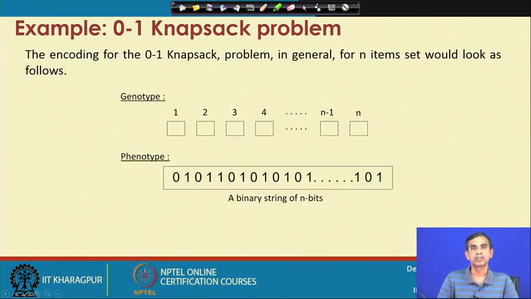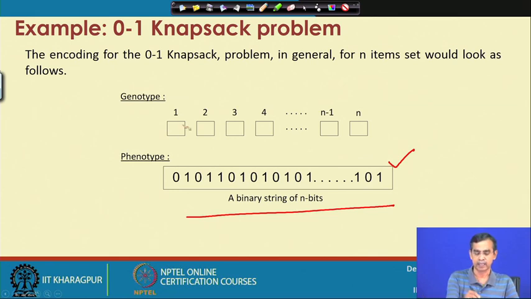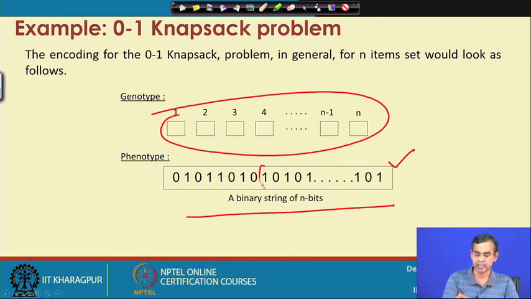Now, the encoding scheme for the 0-1 knapsack problem in general for n items has a chromosome length of n. So, it is a binary string of n bits, and this is the structure. This is a particular instance, that means a particular individual or a solution, and this solution is called the phenotype, and this is the genotype. This means that any ith bit represents the ith parameter. So, there are n parameters to solve the problem, and the concern is whether one particular item is to be selected or not.